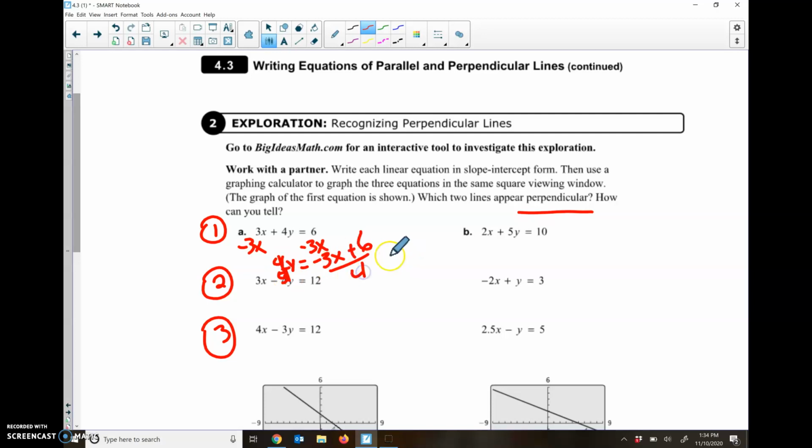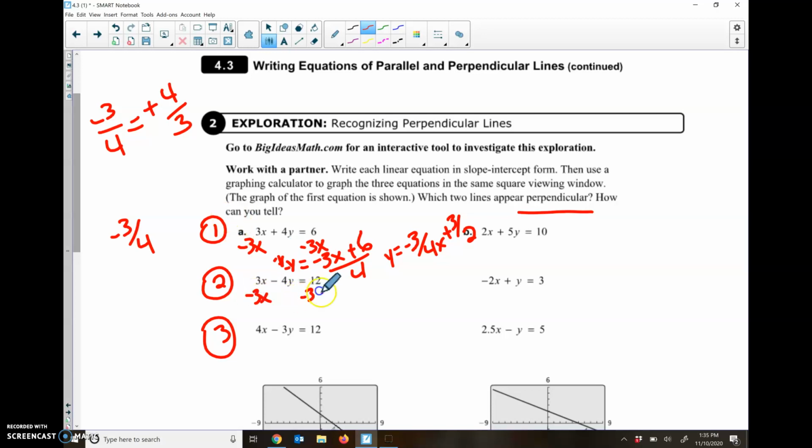Divide by 4, so I get y equals negative 3/4 x plus 3 over 2. So I figured out my slope is negative 3 over 4. And so what's perpendicular to negative 3 over 4? Remember, we're going to take the opposite, so positive, and then the reciprocal of 3 over 4 is 4 over 3. So we're looking for a line that has a slope of positive 4 over 3, and that'll give us the perpendicular line.